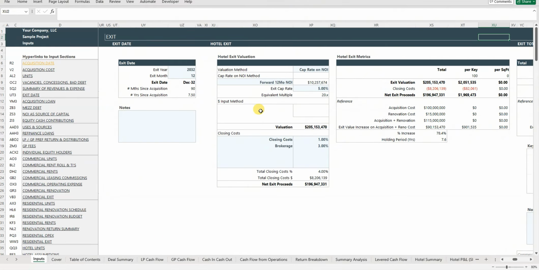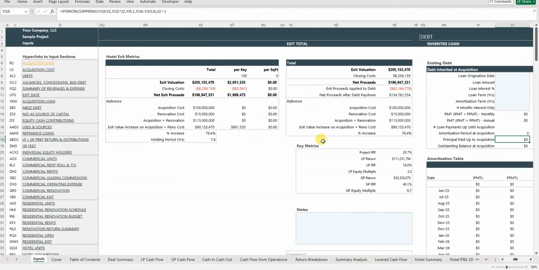I'll tell the model, when do I plan on selling this place? Well, let's say we sell in December of 2032. That's about 7 years of hold period of operating. Let's just say it's a 5% cap rate, the equivalent of a 20x on earnings. Forward 12-month NOI, $10 million. Valuation, $200 million. Closing costs and brokerage.